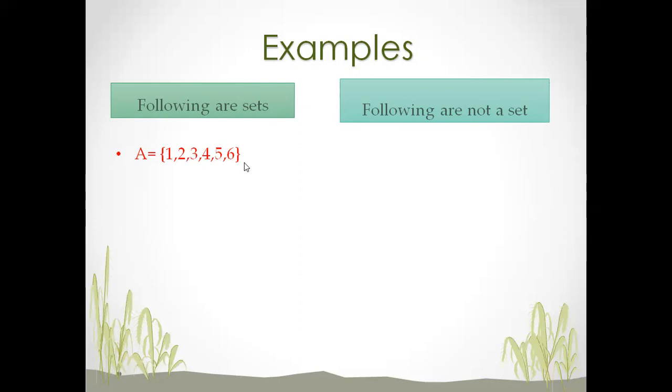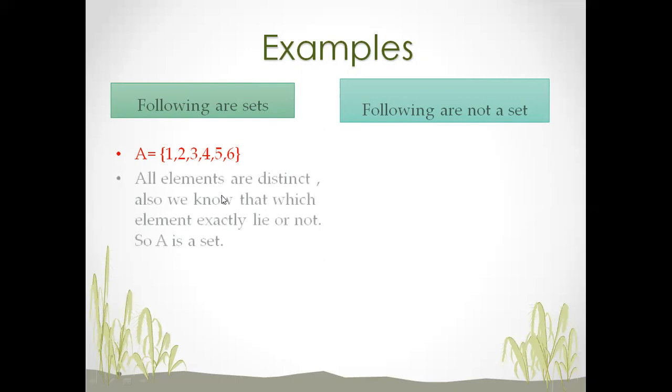How do we decide it is a set? Which features urge me to say that it is a set? In this collection, all elements are different from each other. So this is the first condition of a set, that is, distinct elements. Also, we know which elements exactly lie in it and which do not.